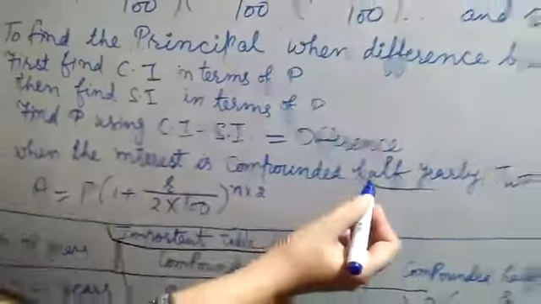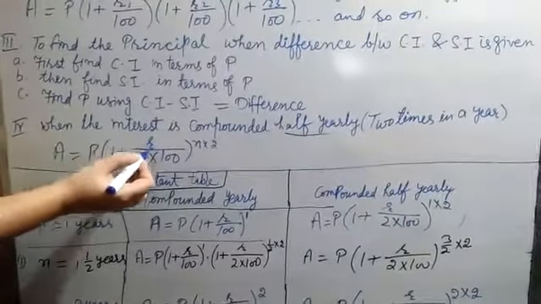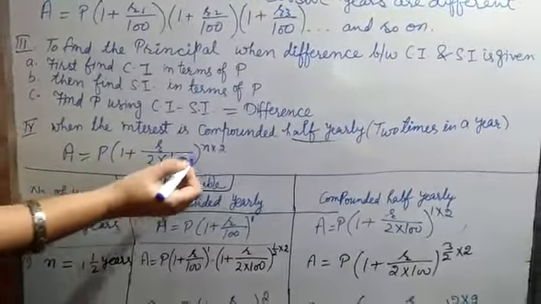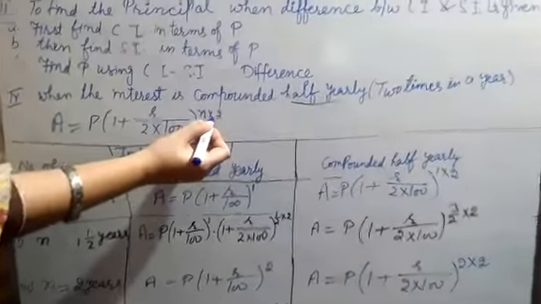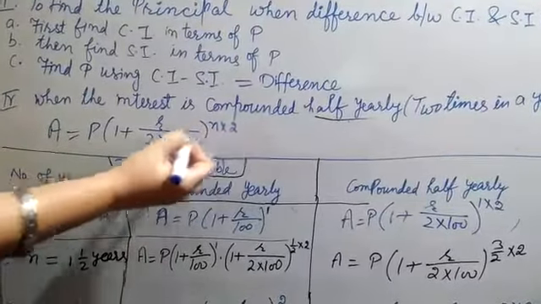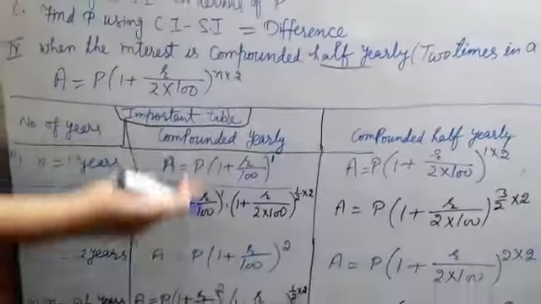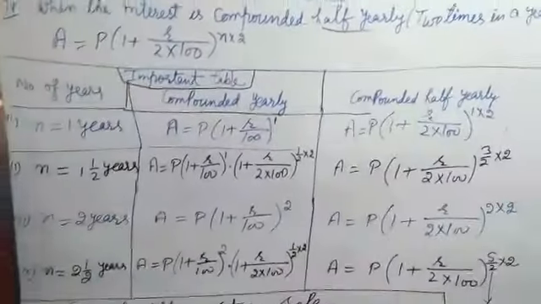When the interest is compounded half yearly, your formula for amount becomes P(1 + (R/2)/100) raised to the power N multiplied by 2. So in conclusion, what you have to remember: time is multiplied by 2 and rate is divided by 2. Conclusion of all these, you have to go through this table.